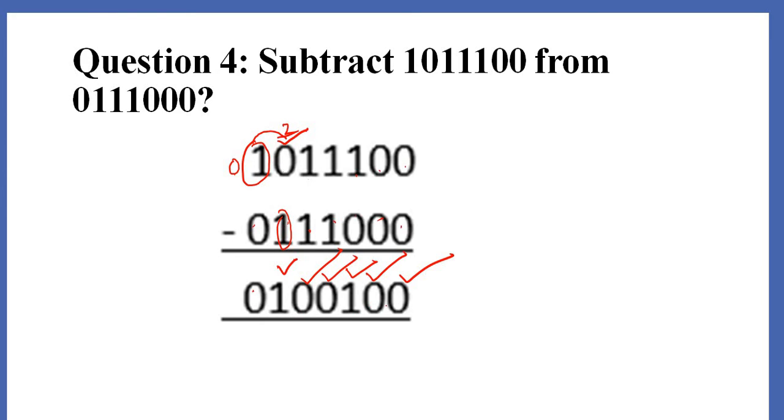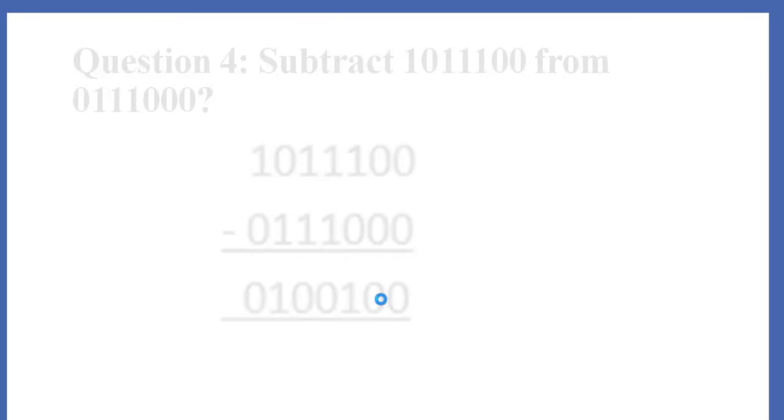So after subtraction we are getting 0 1 0 0 1 0 0. I hope you all have understood. Now let's do another example for well understanding.